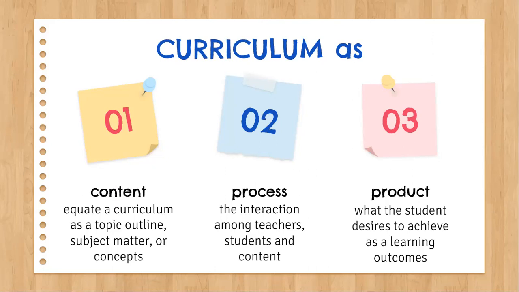So we need to equate the curriculum as a topic outline. We can say that a topic outline is considered as a curriculum, or a curriculum can be a subject matter, which is given to the students. Second one is curriculum as a process. It is the interaction among teachers, students, and content, the process during the class. Third, product: what the student desires to achieve as a learning outcome. So here the focus is on OBE.